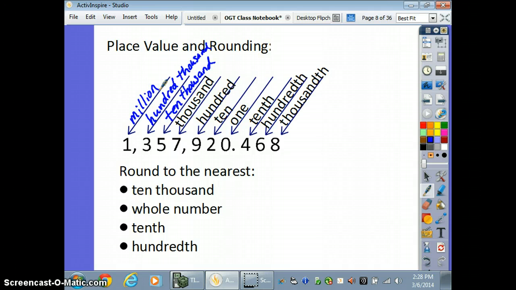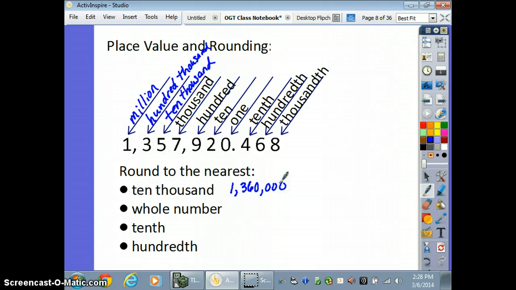Just make sure you know how to round this number to the nearest 10,000. The digit in the 10,000 place is 5. Check the digit to the right. If it's 5 or greater, it rounds up. So then the number would be 1,360,000.